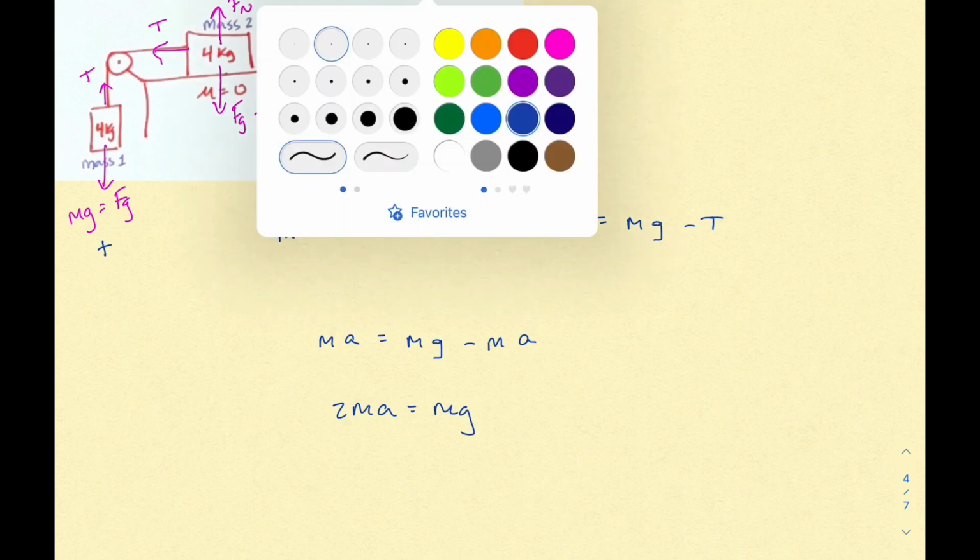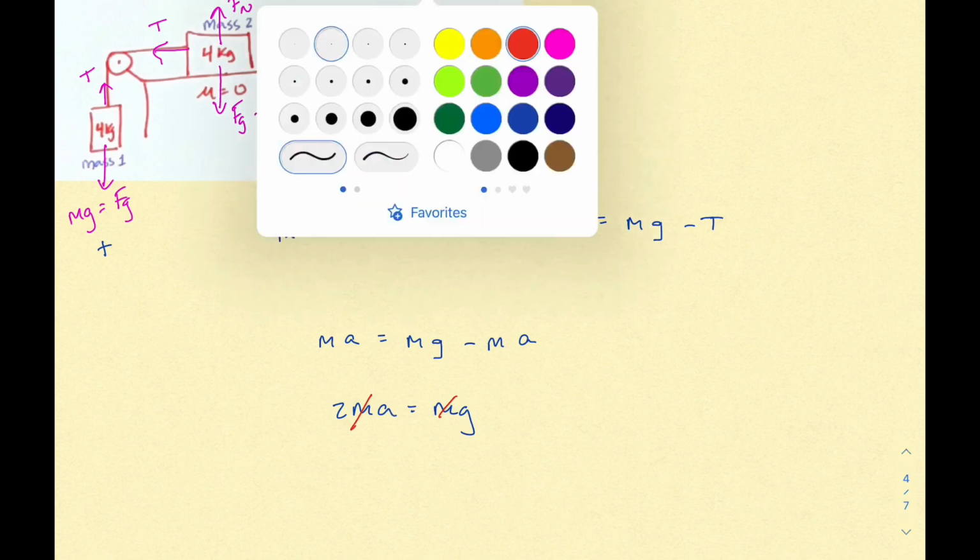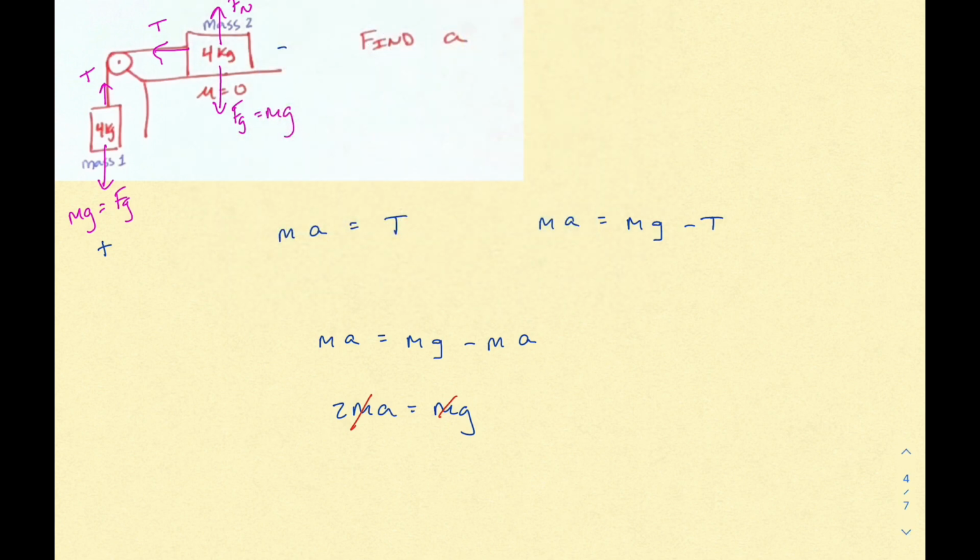We have an m and an m in each of these terms, which means we're able to cancel those out, and so we get a is equal to g over 2. That would be the acceleration of the system. So this is roughly 5 meters per second squared, or 4.9 if you want to deal with that. So we're good with that, and we didn't need the fact that those were 4 kilograms. But in the next question, we will need that.